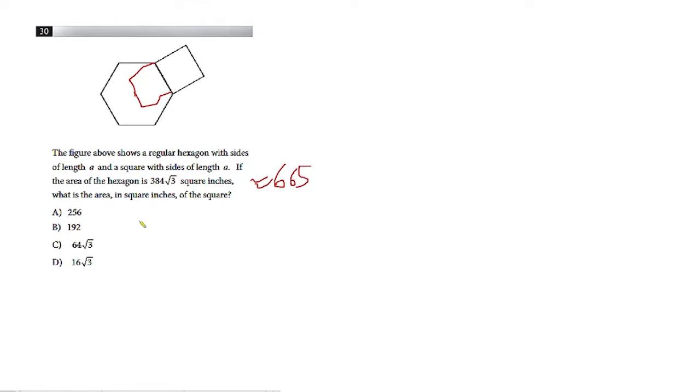You definitely should be able to narrow it down to A and B and at least guess between the two of those. Because C, 64, what is that, about 110? And 16 root 3 is about 27 or something like that. So that just doesn't make sense at all, particularly D. So you can rule those out. You could save this to the end, if you wanted to do it algebraically, and just guess between A and B, and you probably would guess A.